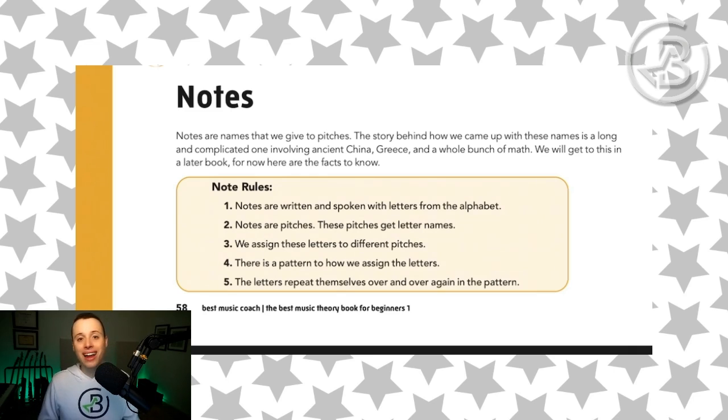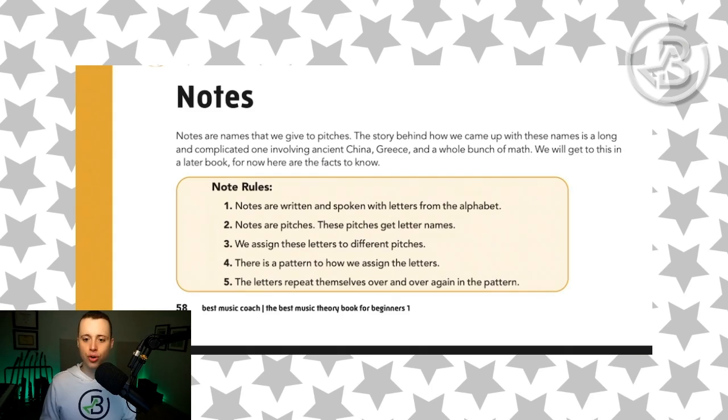Now, the story about how we as a human race came up with these names and why we picked just some of the pitches and which pitches we picked to give names is a very long and complicated story going all the way back to ancient China, also ancient Greece, and involves a whole lot of math. So we're not going to talk about that today. We're going to jump straight into what you need to know about notes.